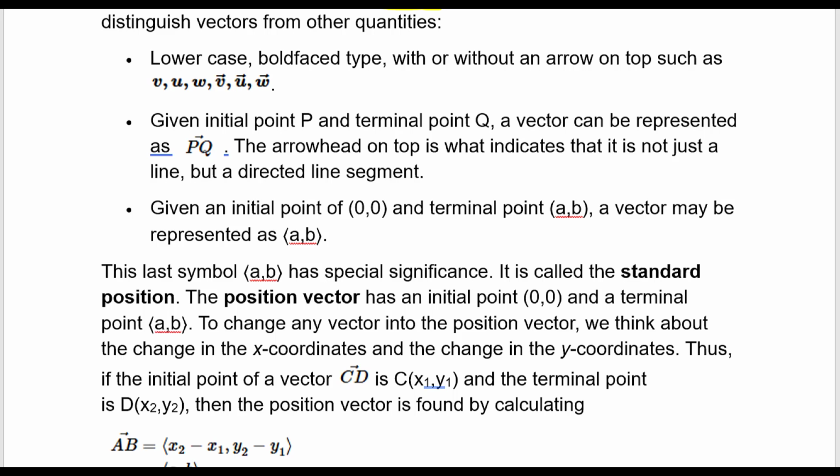Given an initial point of (0, 0) and a terminal point of (a, b), the vector may be written as, so instead of parentheses or brackets, you get these kind of arrowed looking brackets there. So this last symbol has specific significance. It's called the standard position. The position vector has an initial point of (0, 0) and a terminal point of (a, b).